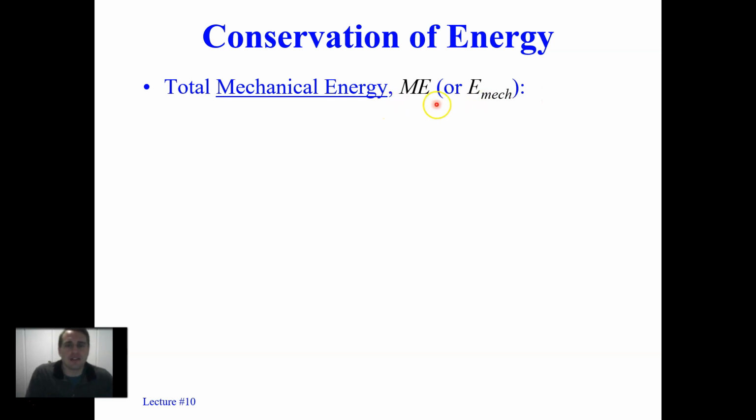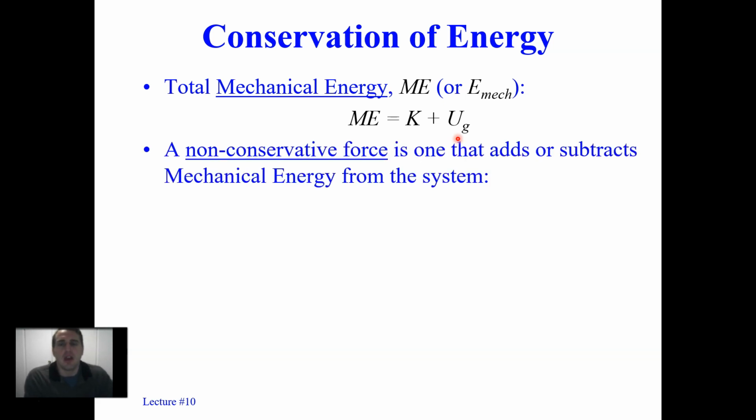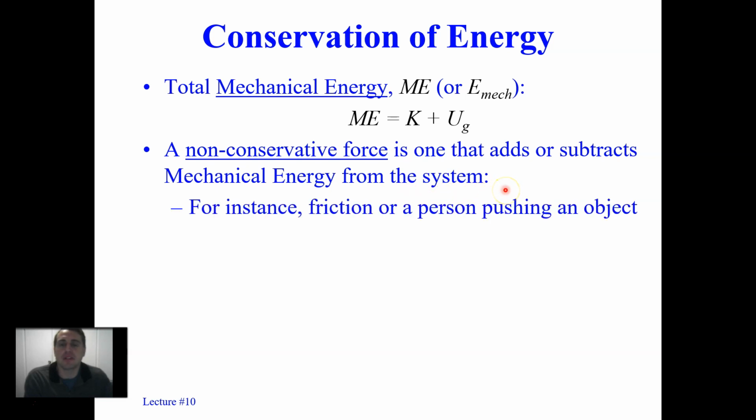So let us define this notion of mechanical energy. The total mechanical energy, often abbreviated capital ME or capital E subscript mech, is going to be the sum of the kinetic energy plus the potential energy. In this case, we're focusing directly on gravitational potential energy, so that's the equation that we'll have. Now, by contrast, a non-conservative force is one that adds or subtracts mechanical energy from the system.